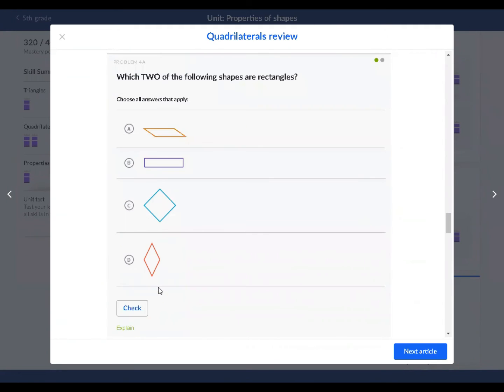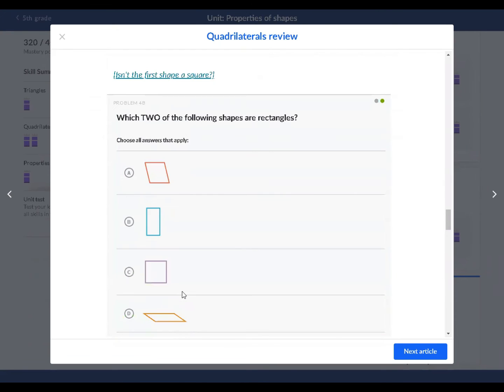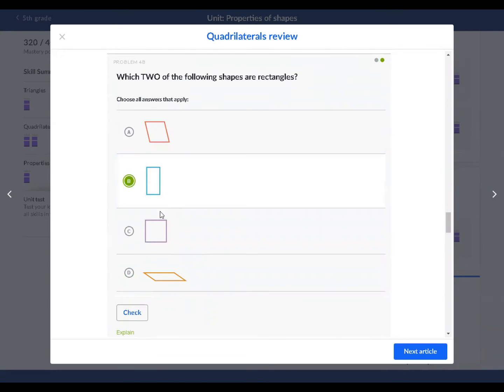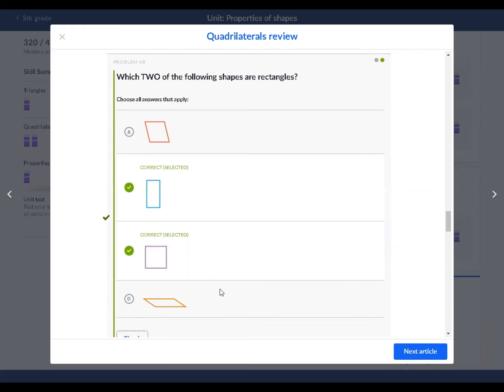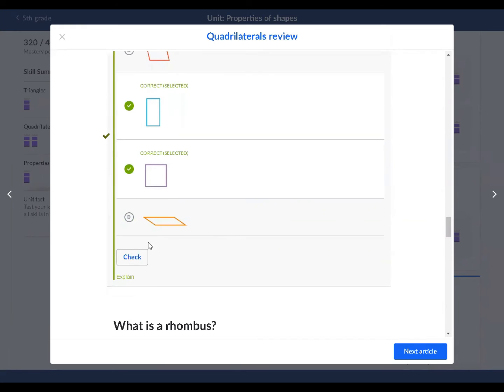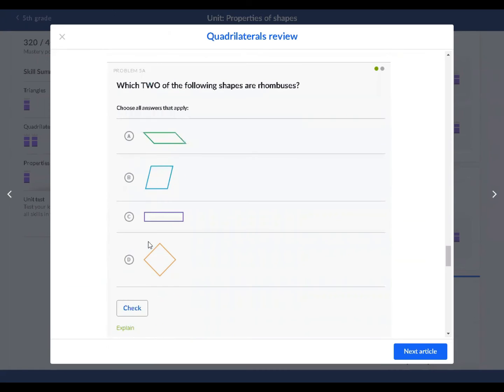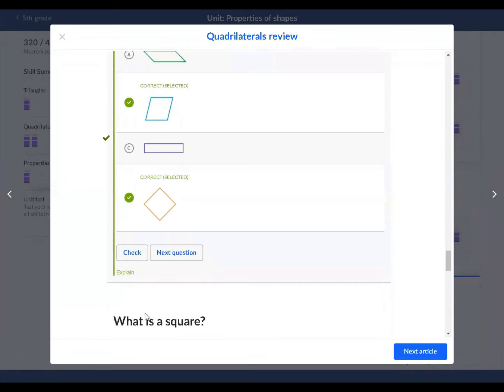So now rectangles. You could see here, these both are rectangles. Next question. This and this are rectangles. The rest can't be because the angles are not right. Rhombus, all sides must be equal. This is a rhombus and this is also a rhombus, I guess. Yeah, those both are rhombuses. Rhombuses, I guess that's the correct word.